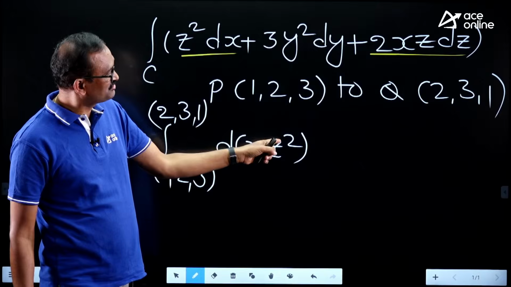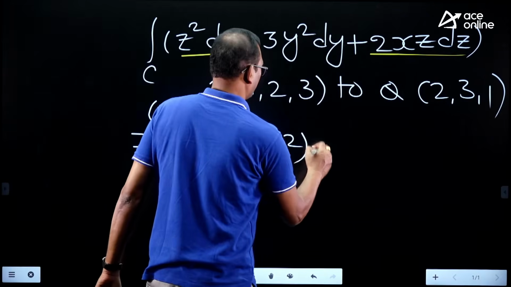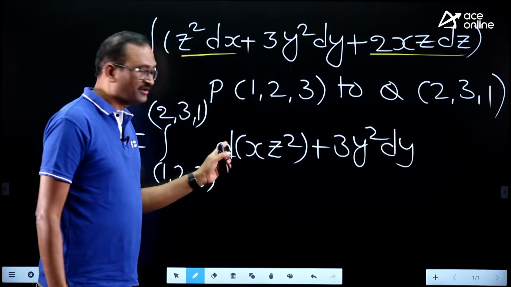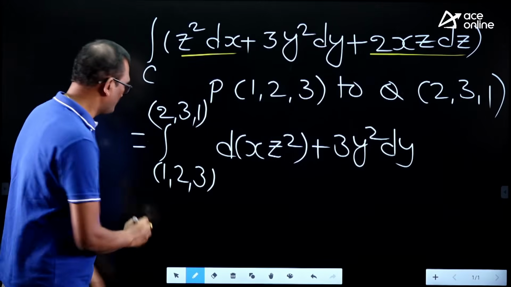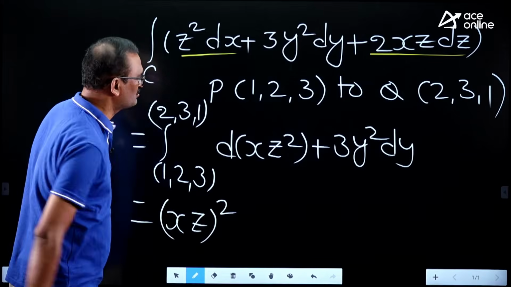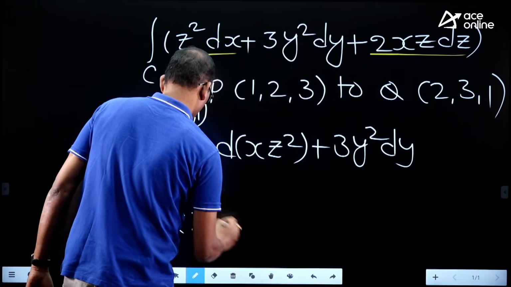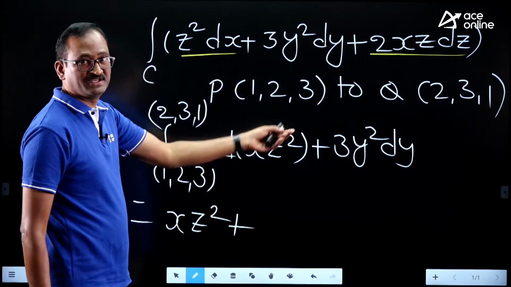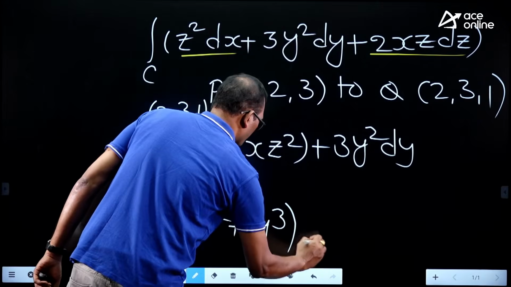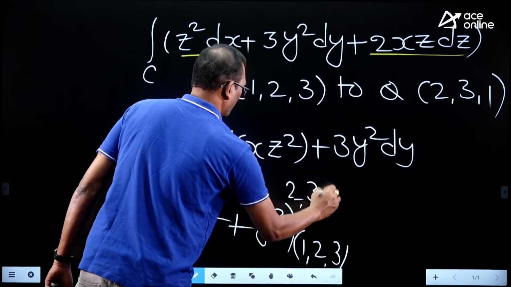square. The differential of z square is 2z dz, so 2z dz into x, plus 3y square dy. Integration of the derivative of xz square is simply xz square, plus the integral of 3y square dy, which is y cube, between the limits (1, 2, 3) to (2, 3, 1).